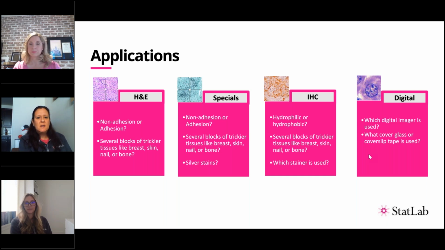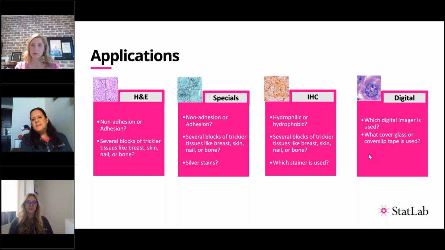For special stains, kind of the same thing. Do you choose to use a non-adhesion or an adhesion? Again, if you have some of those trickier tissues, then you may prefer an adhesion slide. However, if you do a lot of silver stains, some of those adhesion slides may pick up some of that background, and that may be a preference that you don't want. Does your lab do a lot of IHC? Do you prefer a hydrophilic or a hydrophobic slide? And again, on the next slide, we're going to talk about that in just a little bit more detail.